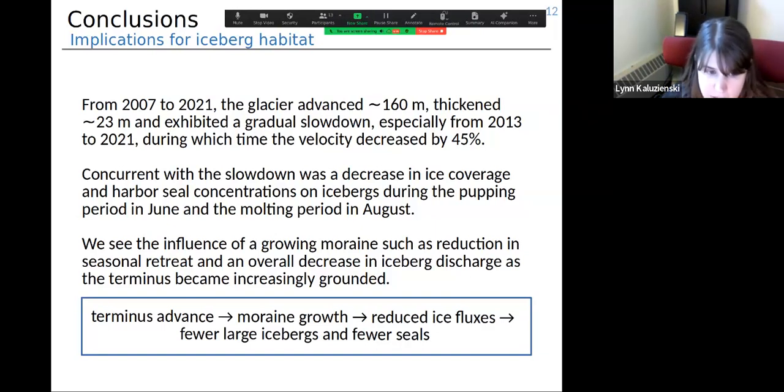So we believe that when we have an advancing glacier, once we have a moraine that's growing, long term, we're going to have a reduction in ice flux, and then fewer habitable icebergs for seals.